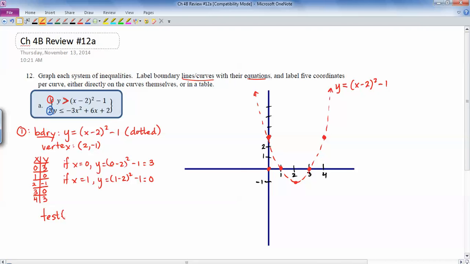So if we test (0, 0), then I'm going to plug it back into the original inequality. So I'm checking, is 0 greater than (0 minus 2) squared minus 1? Well, that's going to be, is 0 greater than 4 minus 1, which is 3? And that's false. So I'm not going to shade the side that has (0, 0) in it. I'm going to shade the opposite side.